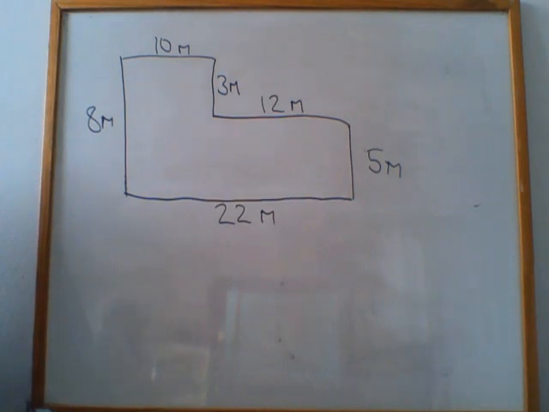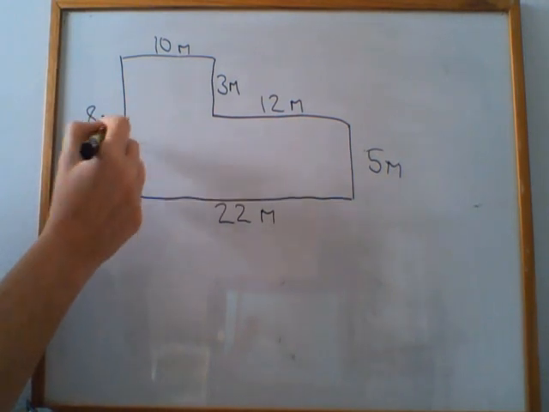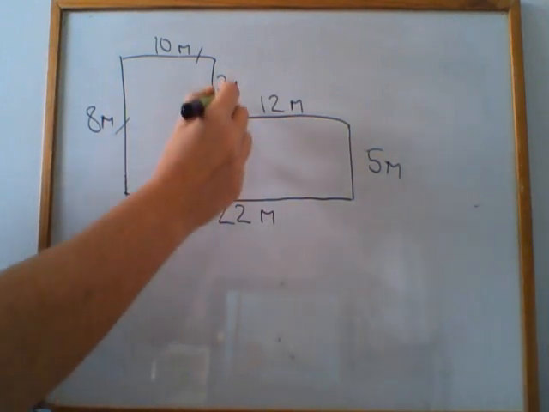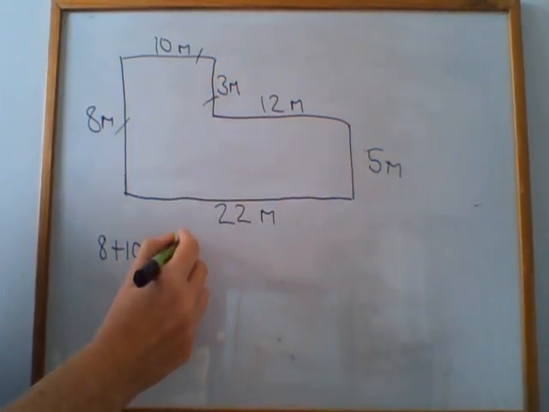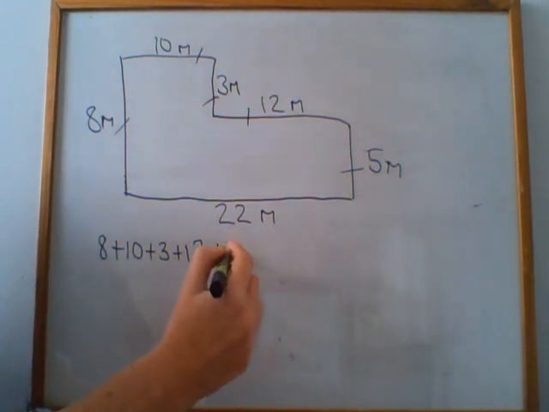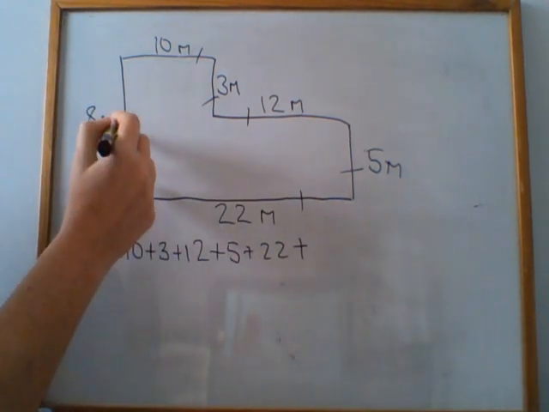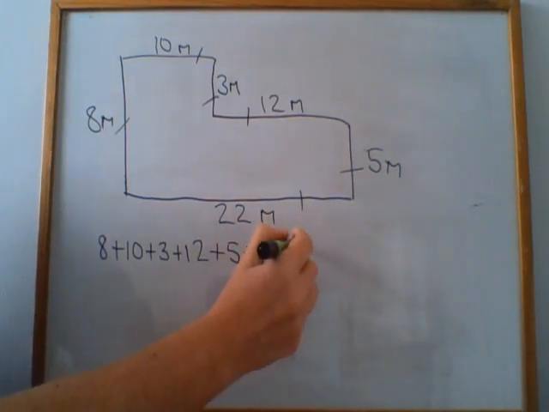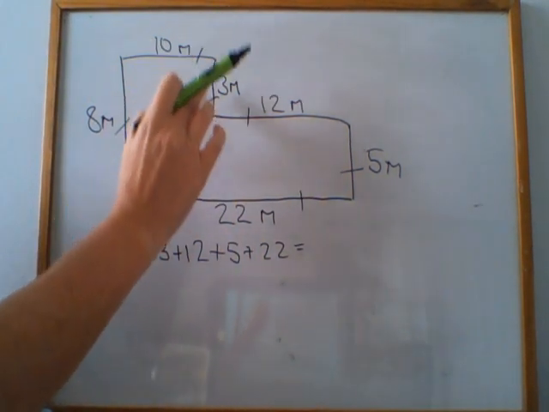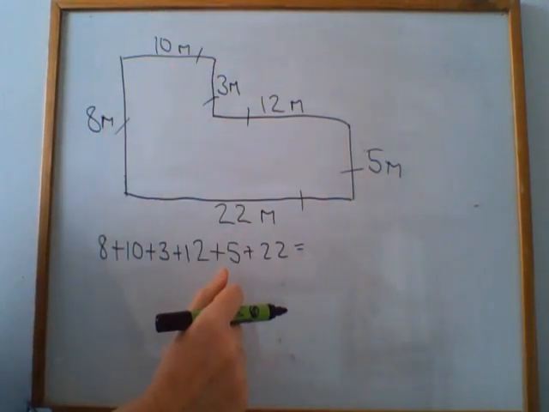So using the same method as I have done before, I'm just going to write the total, see how far it is all the way around. I'm going to start here. So 8 plus 10 plus 3, making sure I don't miss out any sides, plus 12 plus 5 plus 22 plus, oh, I've already ticked that, so I'm not going to add 8 again, equals. So I've got 1, 2, 3, 4, 5, 6 measurements there. Have I got 6 sides? 1, 2, 3, 4, 5, 6. Yes. So now I can add them up knowing I've accounted for all the sides.